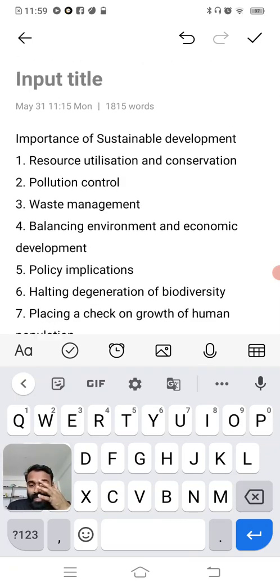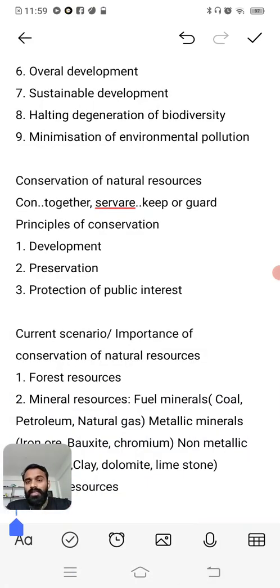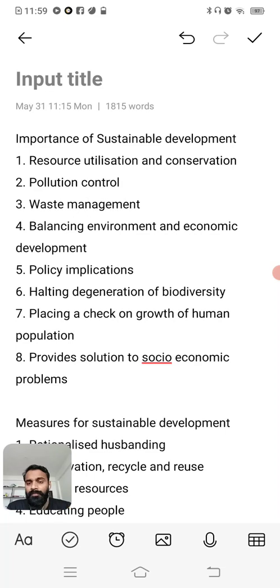Third is waste management. Now they are out of production. Because of production, a large amount of waste will be there. So we have to actually manage the waste. Only then we have to reuse the waste. Only then we will be able to keep the development sustainable.